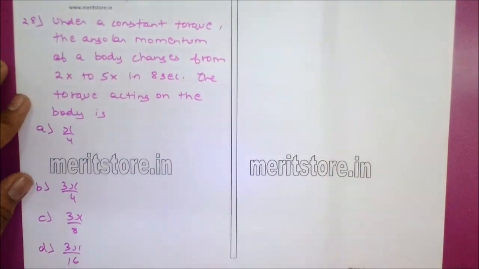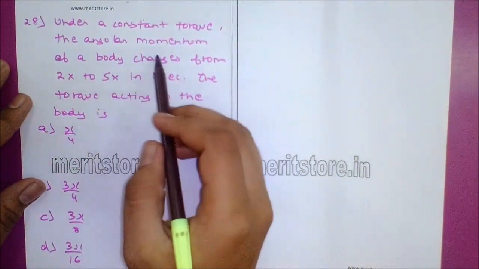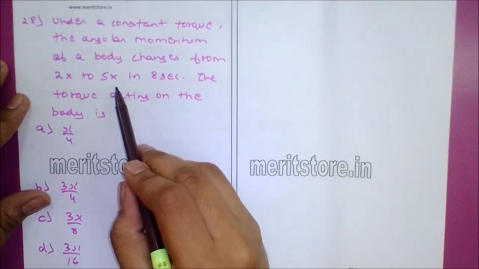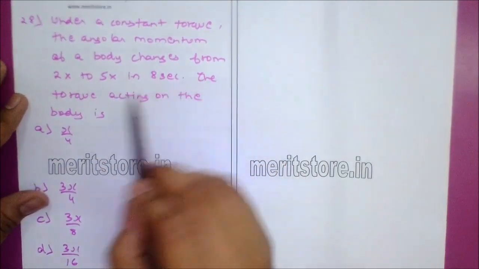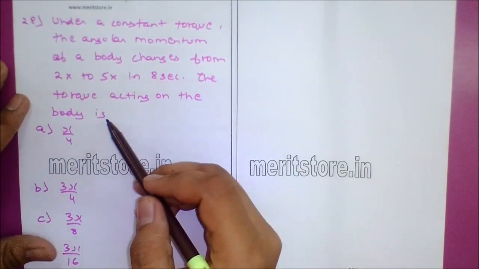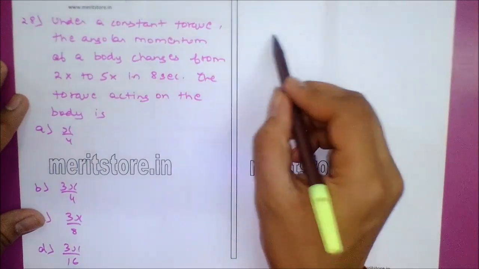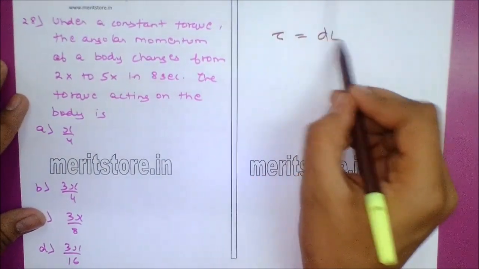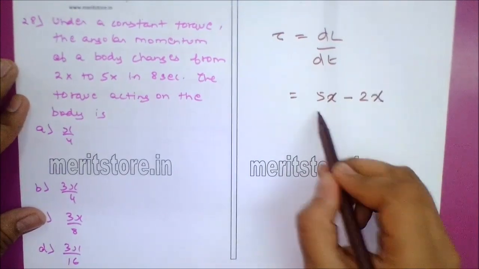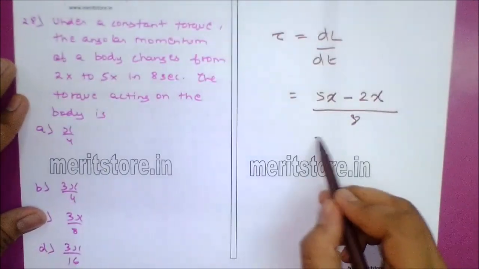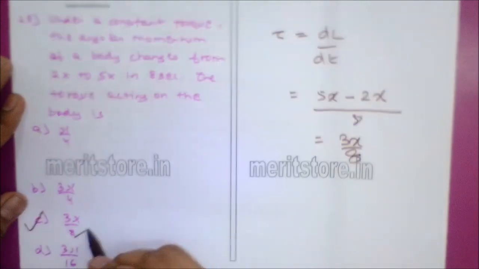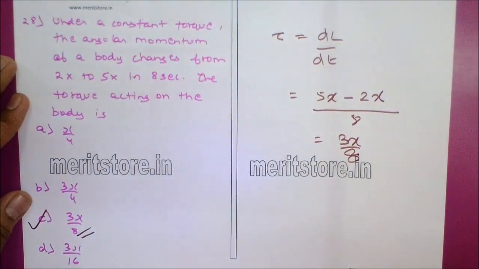Question number 28. Under a constant torque, the angular momentum of a body changes from 2x to 5x in 8 seconds. The torque acting on the body is? Now to solve this question, we know tau is equal to dL upon dt, which is equal to 5x minus 2x upon 8, which is equal to 3x upon 8. So option C, 3x upon 8 is the correct answer.